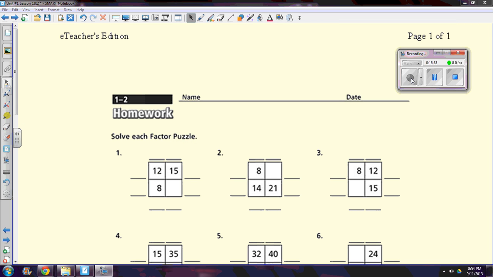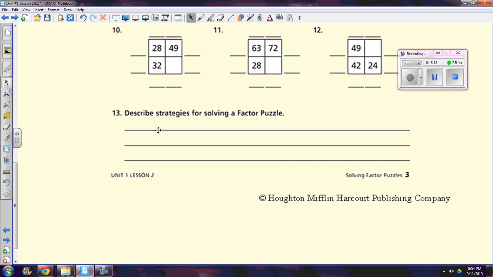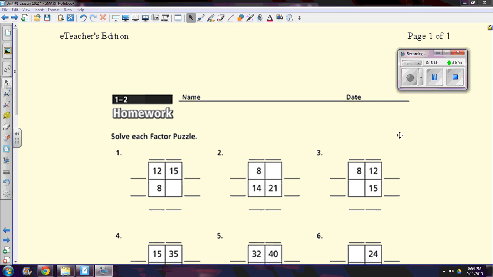So your homework assignment that we're looking at here that you would be doing in class, 1, 2 homework, again, you're solving factor puzzles. So there are 12 problems on this page, and then there's 13 described strategies for solving a factor puzzle. So again, look at the 12, look at the 15. What factor do they have in common? Greatest common factor. Hopefully you recognize it to be 3. 3 times 4. 3 times 5. Bring them down. Bring them down.